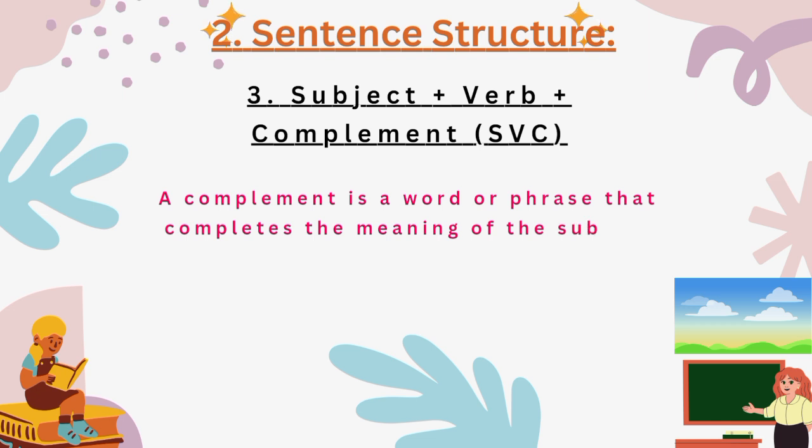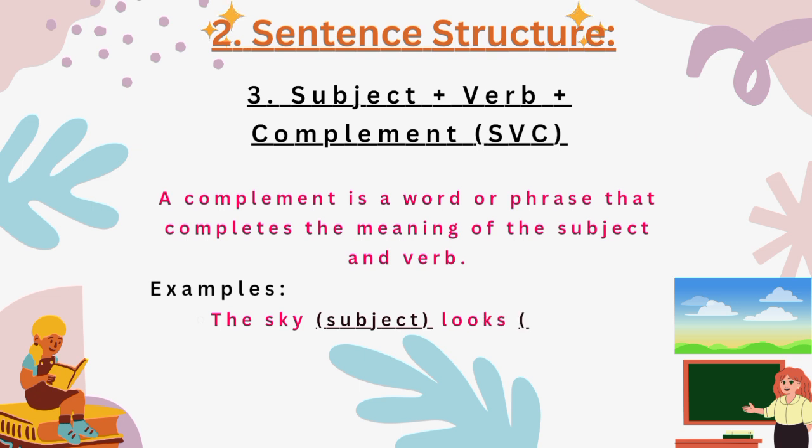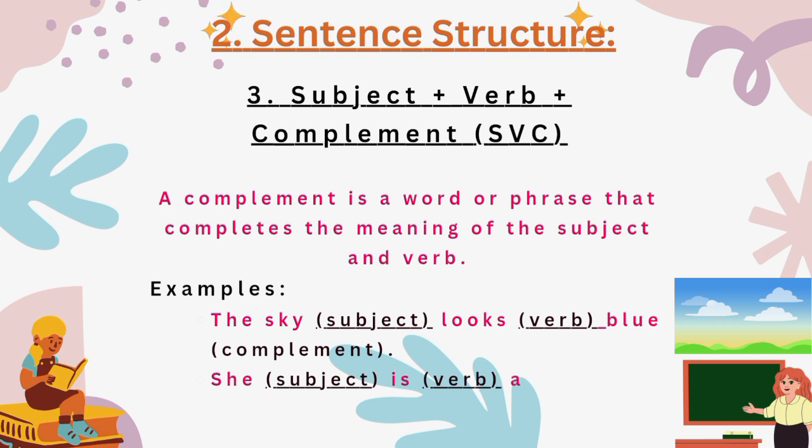The next sentence structure is subject plus verb plus complement. You are already familiar with subject and verb. Now, what is complement? A complement is a word or phrase that completes the meaning of the subject and verb. For example, the sky looks blue. In this example, the sky is the subject of the sentence, looks is the verb describing the state, and blue is the complement providing additional information about the sky.